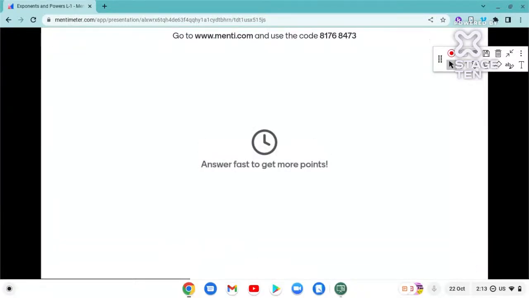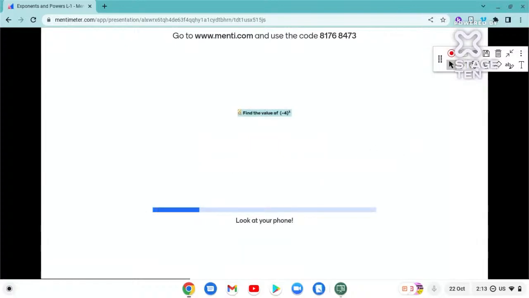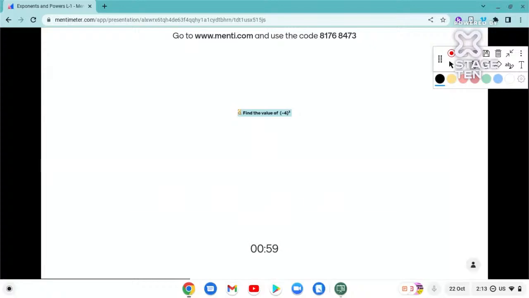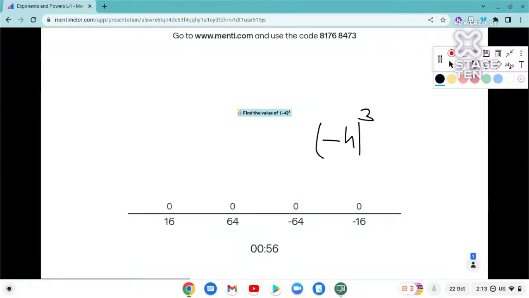Question number 2. Let us start now. The question says find the value of minus 4 cube. If you cannot see, I'll write it here: minus 4 raised to 3. This is a very easy question. You just have to do simple multiplication. Just take care of the sign.